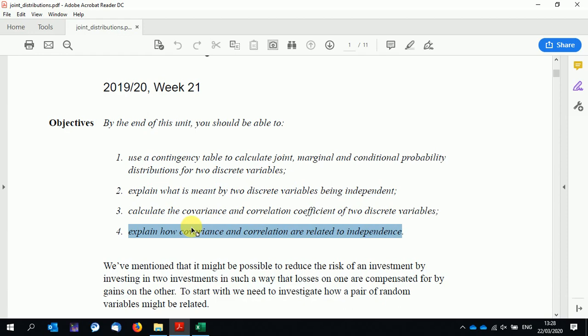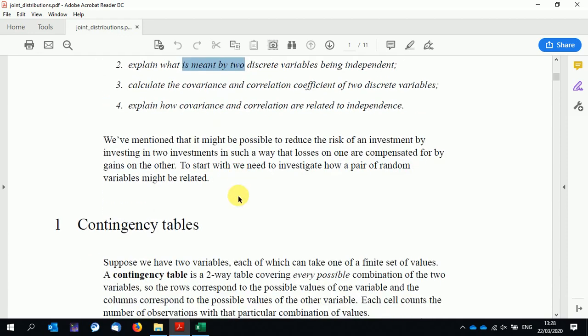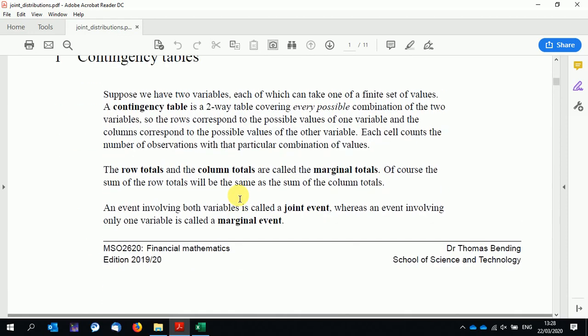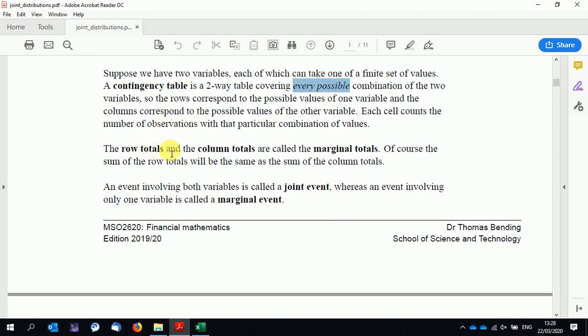So this clearly is connected to part 2 here. So without wasting too much time, I will focus on a contingency table. It's a two-way table where every possible combination is mentioned. We have rows and columns, and from the rows and columns we can find the marginal column and row. The row total will be the marginal total, and the sum of the column total will be the marginal total for the column.